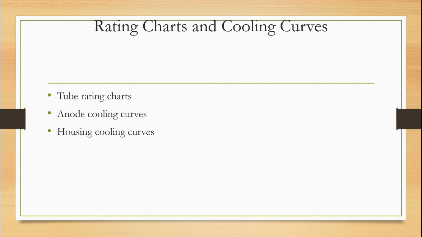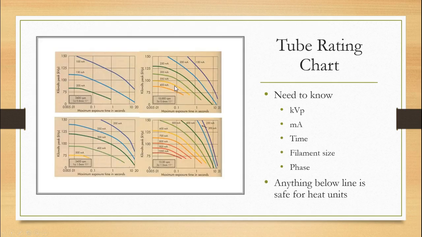All right, rating charts and cooling curves. There are two rating charts, anode cooling curves and housing cooling curves. All right, tube rating charts. What you need to know is your kVp, your mA, your time, your filament size, and your phase. Also, anything below the line is safe for your heat units. So this is where we're looking and saying, can I make an exposure?